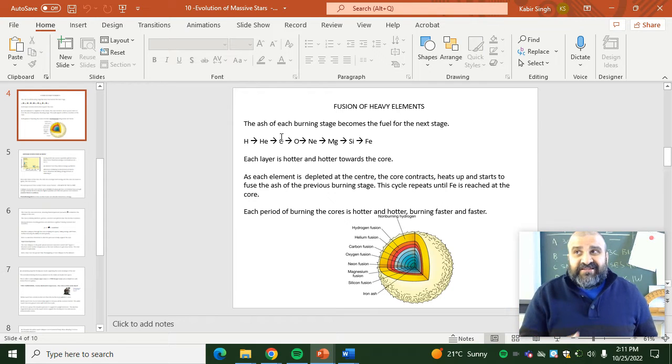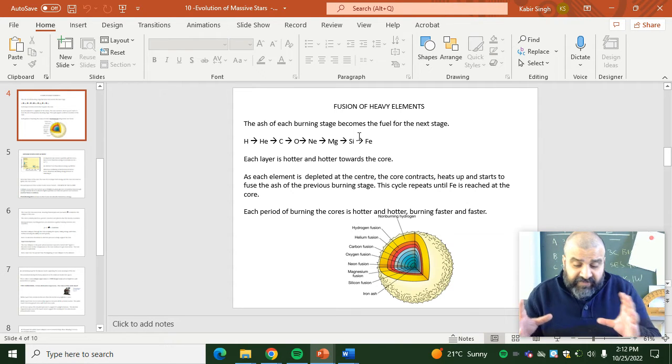Actually, let me rephrase that. The hydrogen core fuses into helium. The helium core collapses, gets hot, and starts fusion of carbon. So that helium fuses into carbon. The carbon core then collapses, gets even hotter, and starts fusing into oxygen, into neon, magnesium, silicon, and iron.